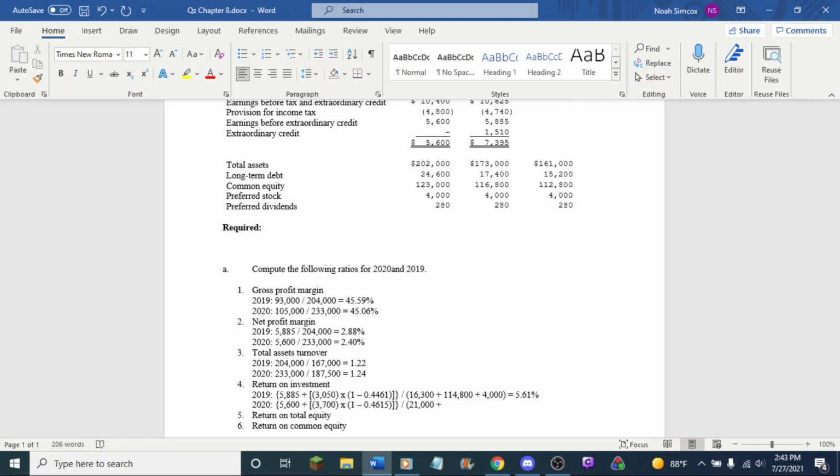What was the average common equity? 116,800 plus 123,000 divided by 2 is 119,900. What was the average preferred stock? 4,000.